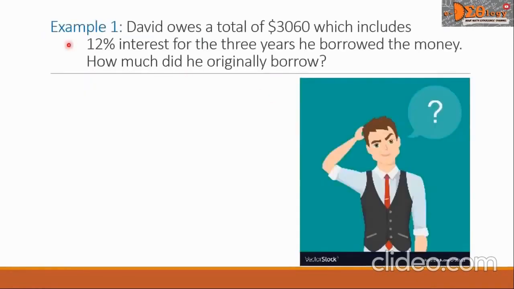Let's have this example 1. David owes a total of $3,060, which includes 12% interest for the 3 years he borrowed the money. How much did he originally borrow?